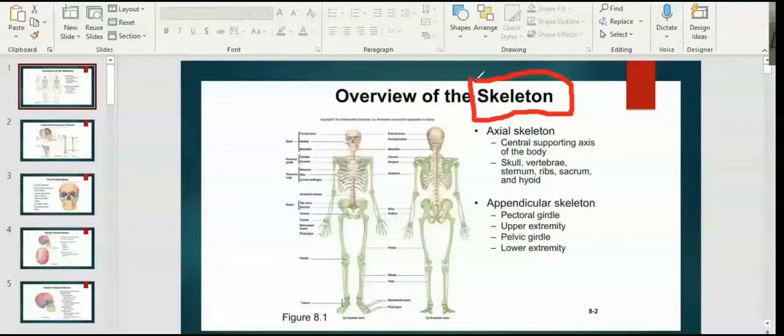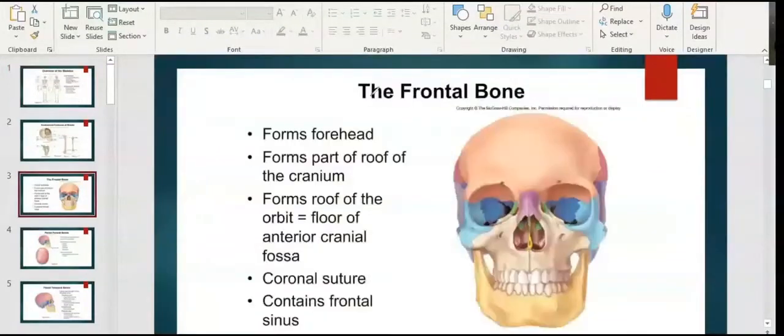Now, the skeleton can be divided in two areas: the axial skeleton, which is the middle part, and the appendicular skeleton, which is basically our upper extremities and our lower extremities. This is your head, but your head is composed of multiple different bones. One of them is going to be the frontal bone, as you can see right there.